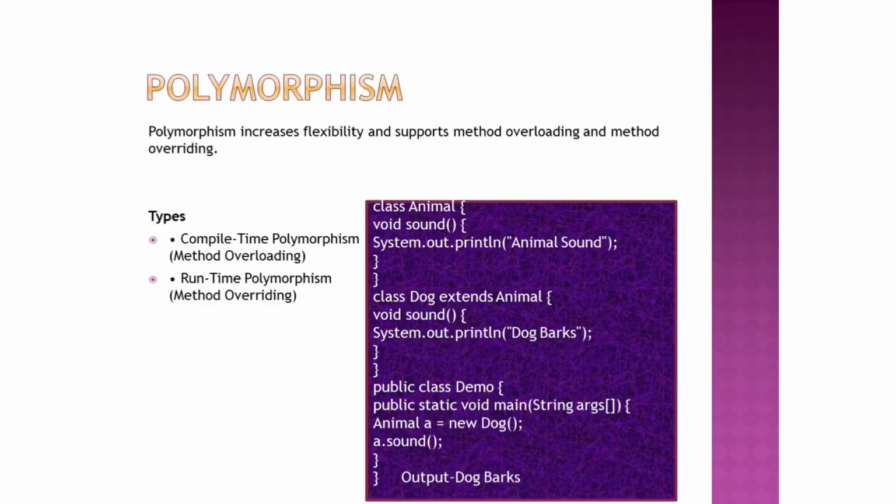Okay, so now let us understand polymorphism using this Java program. First, we have a class called animal. It contains a method named sound, which simply prints animal sound. Next, we have another class called dog. Notice that dog extends animal and overrides the sound method. Instead of printing animal sound, it prints dog bark.